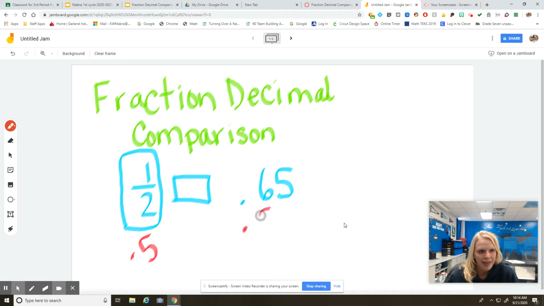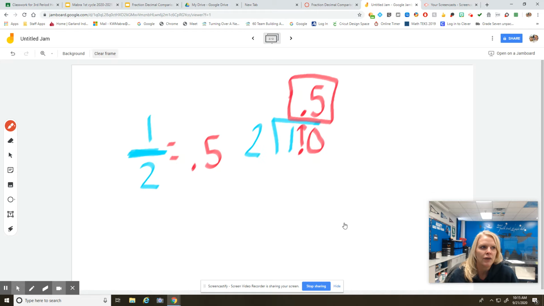And remember, if you annex those zeros, you're going to compare place values. So we're going to look at this place value spot, which is in the 10th place. Is 6 or 5 greater? We know that 6 is greater. So we want to make sure that our greater than sign is going to 65 hundredths. Okay, let's try another one.